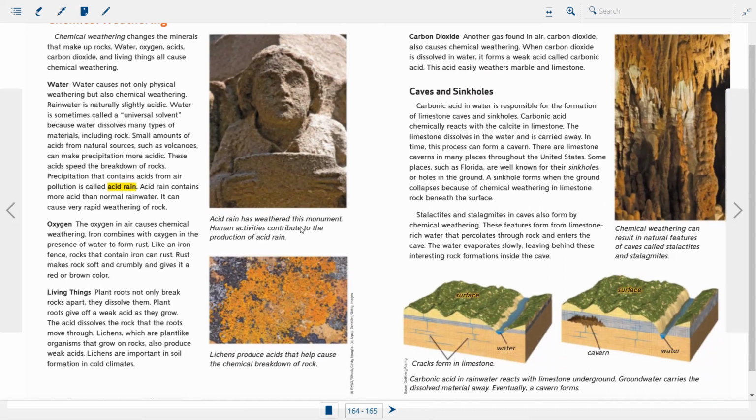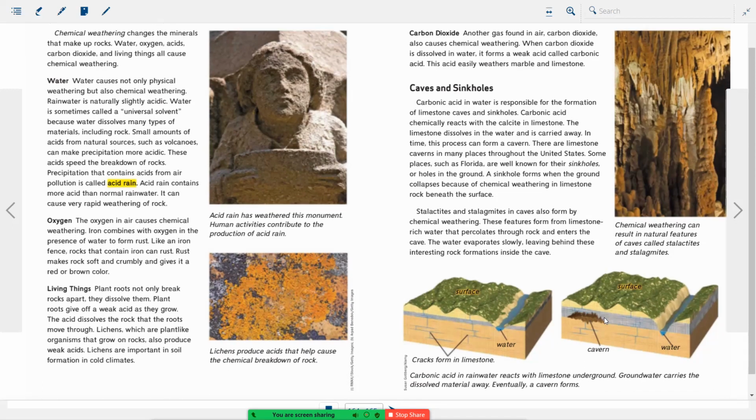Now, this carbonic acid is what is responsible for these really amazing looking caverns and caves that have rock features called stalactites and stalagmites. And these happen when you have a cave or an area that has a lot of limestone in it, that carbonic acid starts to dissolve it and it forms these beautiful rock formations.